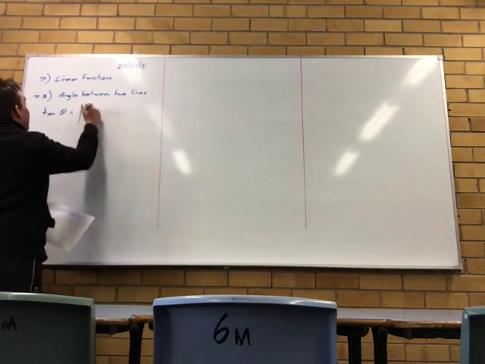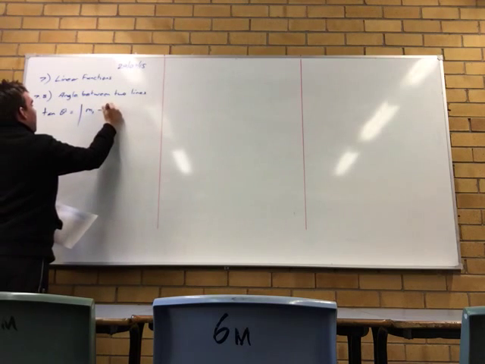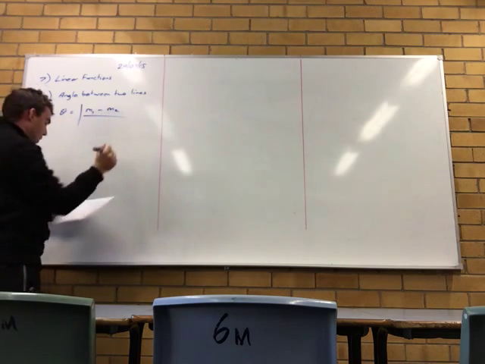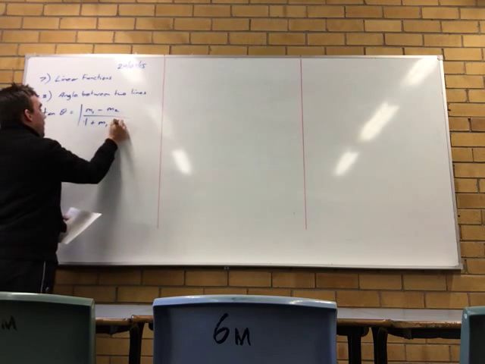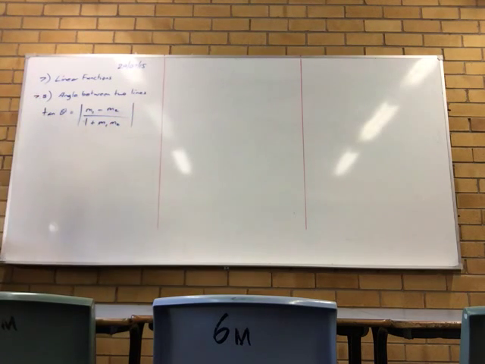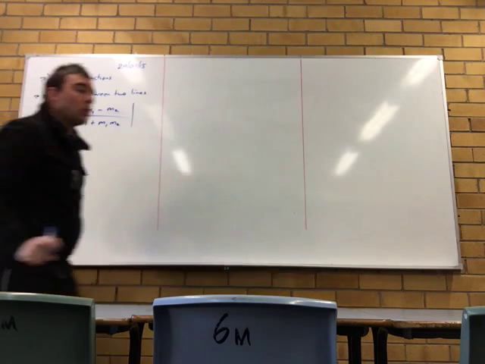So tan theta is the absolute value of m1 take away m2 over 1 plus m1 m2. m1 and m2 are the gradients of your two lines. Okay, so basically you have the intersection of two lines and we want to work out the angle between them.